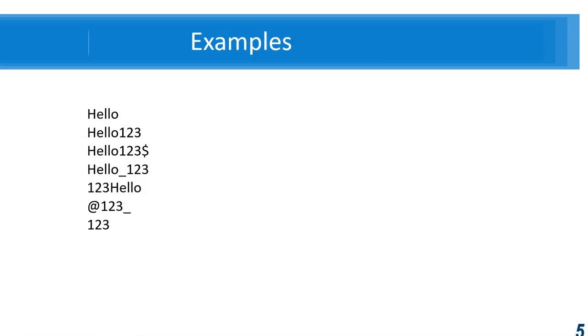I've given certain examples. The first one, hello, is a valid variable name. Hello123 is valid. Hello123$ is not valid because dollar is not an accepted variable symbol. Hello_123 is valid because underscore is a valid character. 123hello is not valid because a variable name cannot start with a number. @123 is not allowed. @ is not a valid character. 123 standing alone is not a valid variable name because variable names cannot begin with numbers.